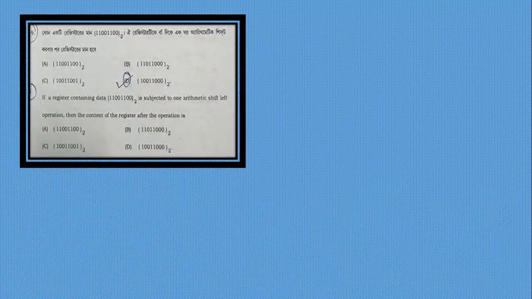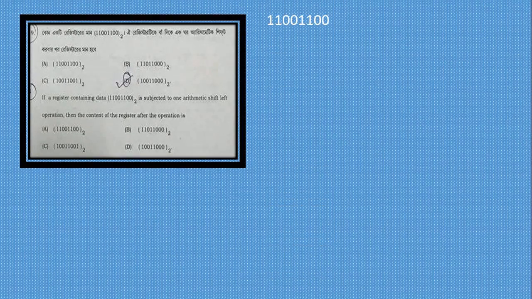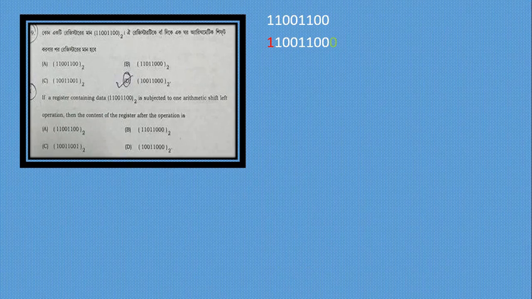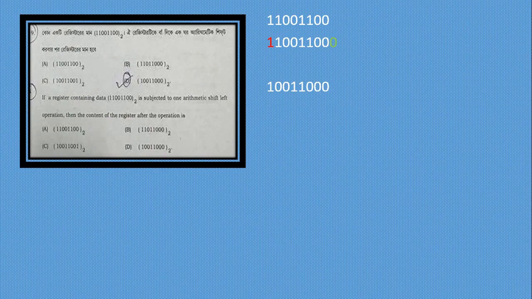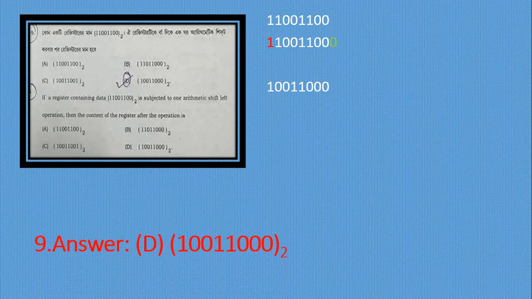Question number 9, if a register containing data 11001100 base 2 is subjected to one arithmetic shift left operation, then the content of the register after the operation is, so in the left shift one is lost and 0 is added. So the answer is 10011000, option D.